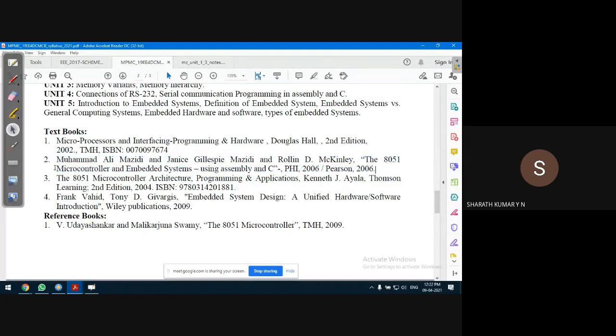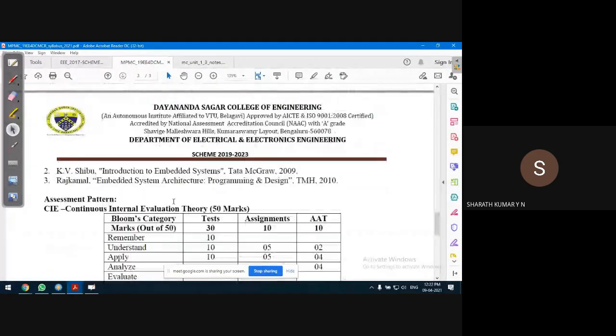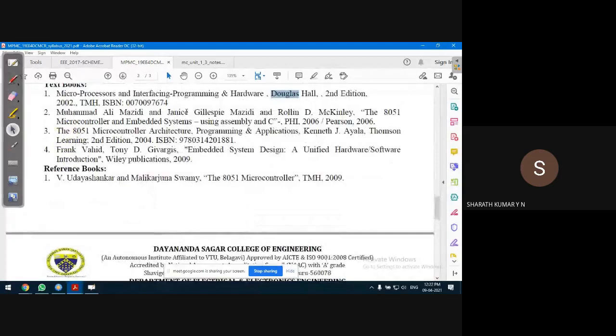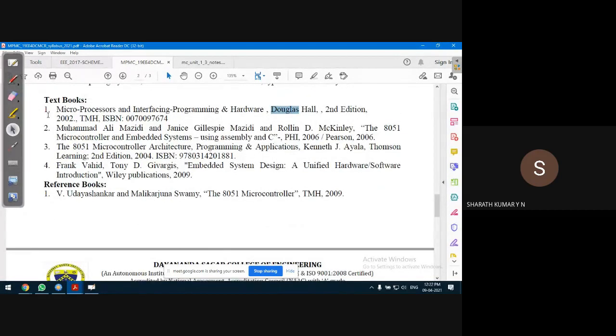There are many other textbooks like Kenneth J. Ayala, but we prefer Mazidi because it has a lot of programs, whereas Kenneth J. Ayala deals only with the theory concepts of the 8051 microcontroller. Hence we refer to Muhammad Ali Mazidi for the 8051 microcontroller, and Douglas V. Hall for the 8086 processor. There's one more book, Gaonkar, which is not specified in the list of textbooks. That also can be referred.